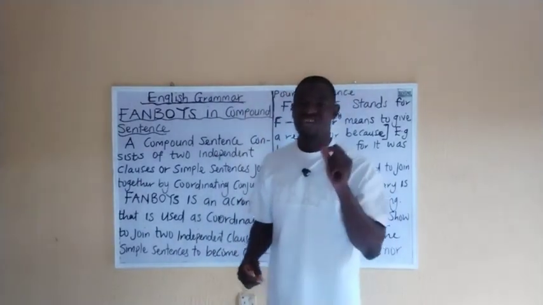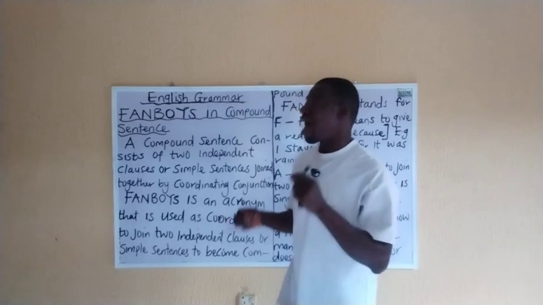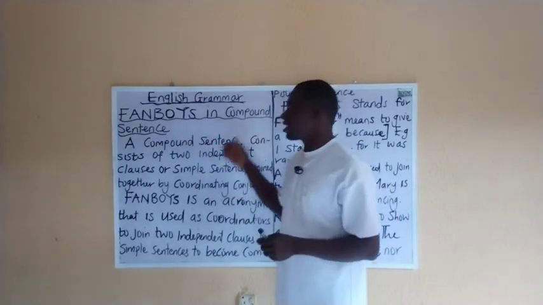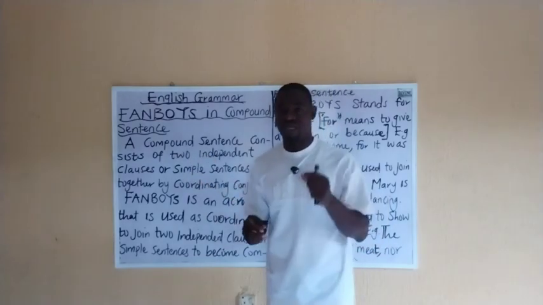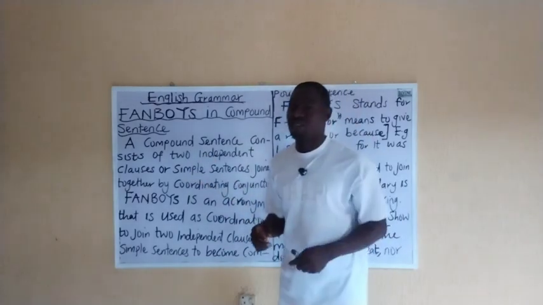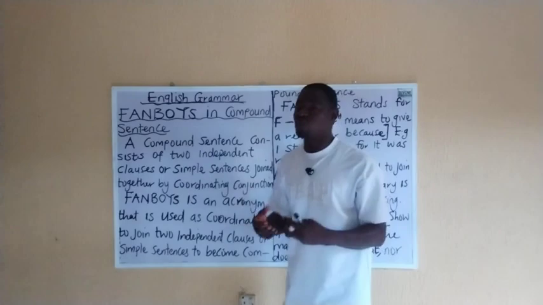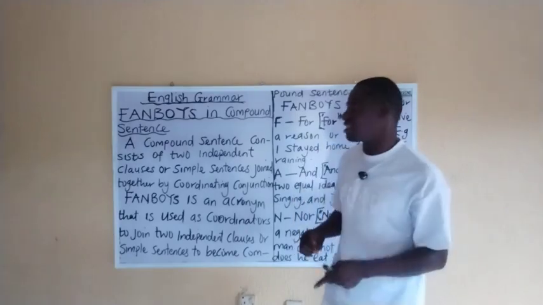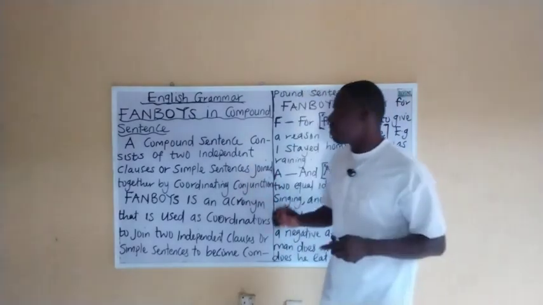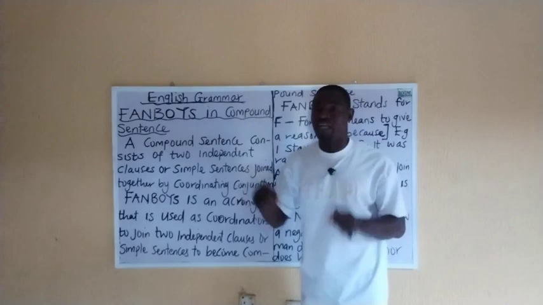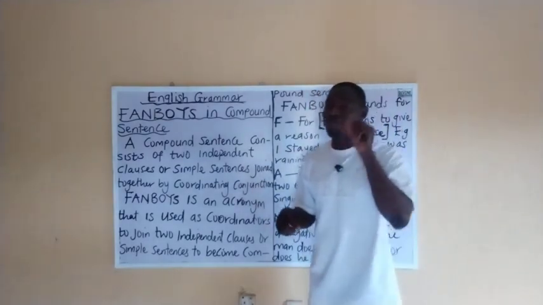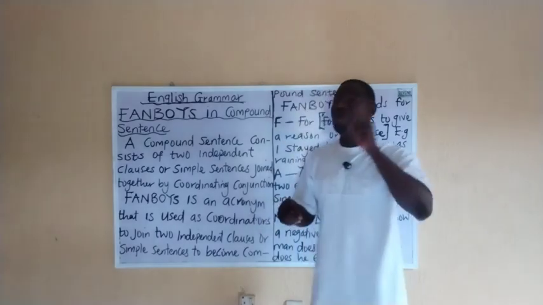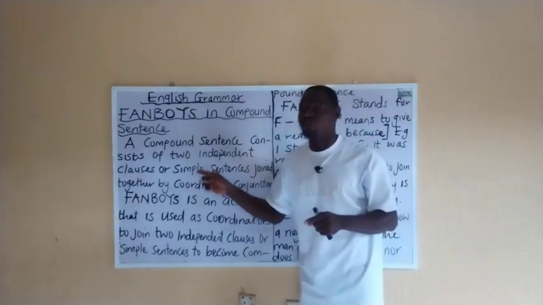Today on English grammar, we'll be looking at how to use FANBOYS in compound sentences. Okay, what is a compound sentence? A compound sentence consists of two independent clauses, or two simple sentences, joined together by a coordinating conjunction. In other words, joined together by FANBOYS, because FANBOYS is the same as coordinating conjunction.